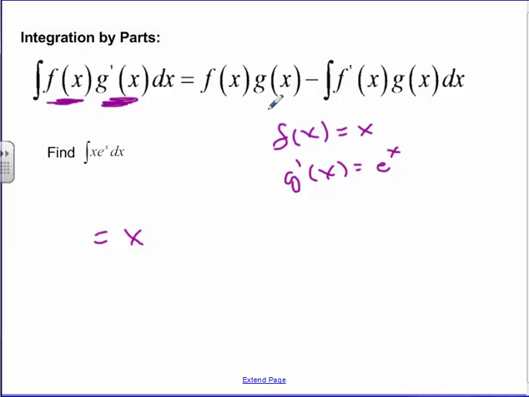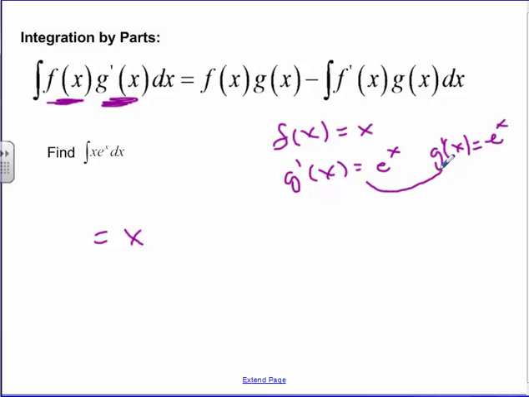And then you're going to need g of x. Well, I don't actually have g of x straight up. I have g prime. But hang on, if g prime is e to the x, what I'm really asking you to do is antiderive. Right? So if the derivative is e to the x, wouldn't the original have also been e to the x?